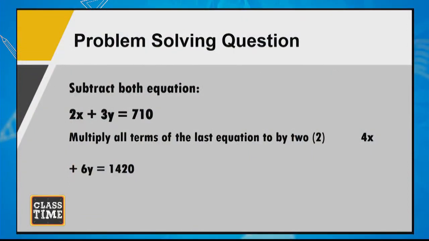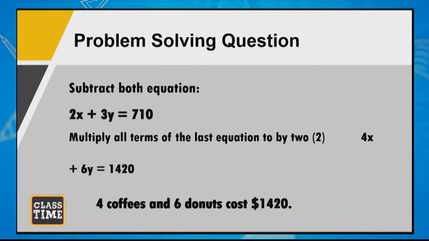Awesome. No stress. And we simply are going to again write out our final answer. So we did not skip that stage, guys. We went ahead and we wrote out our final answer. So in this case, our final response is 4 coffees and 6 donuts cost $1,420. So put on a nice, pretty bow and we're finished.